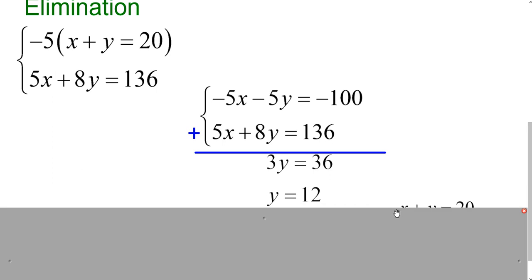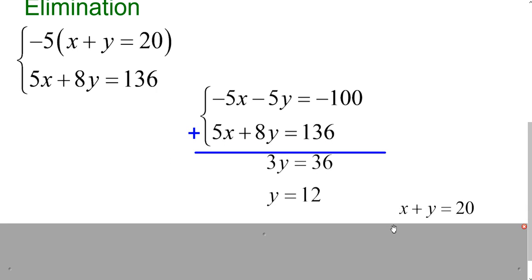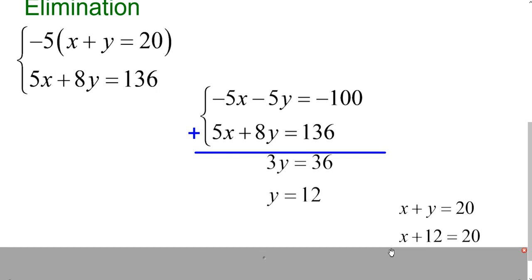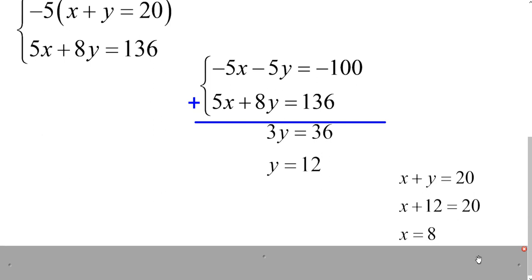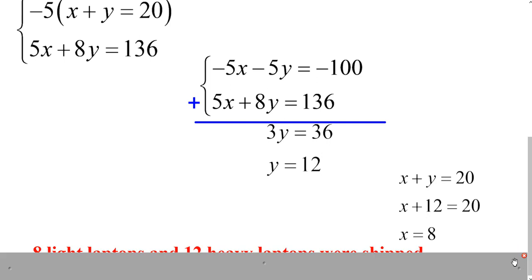We also need to know what x is because it's the number of each type of laptop we're interested in. So if I know y, I can substitute it into the first equation and solve for x. To get x alone, you would subtract 12 from each side. X equals 8. What does this tell us? Well, x represented the lighter laptops, the 5-pound laptops, and y represented the heavier laptops, the 8-pound laptops.